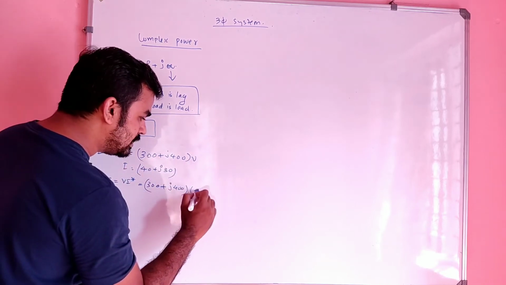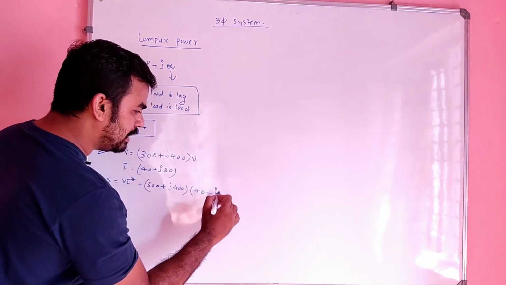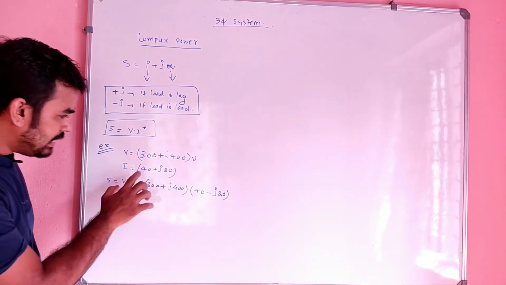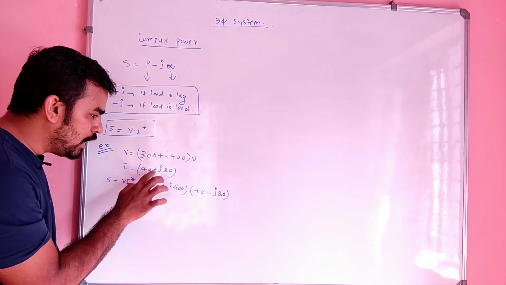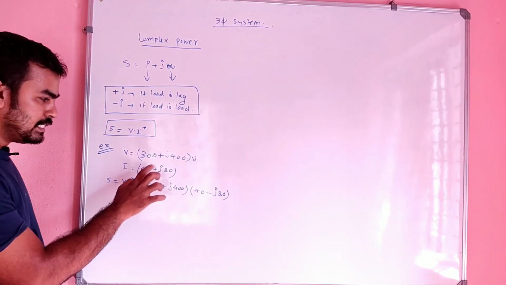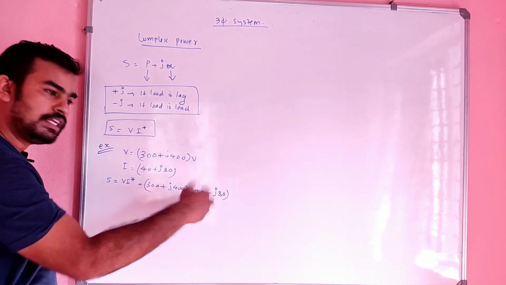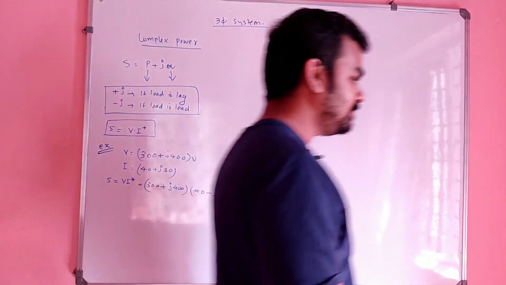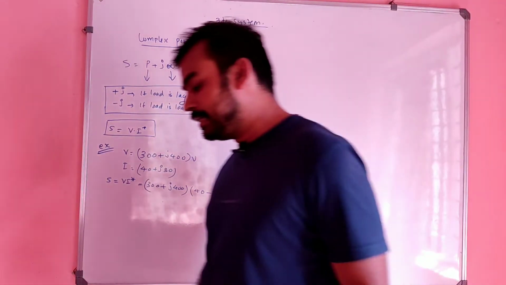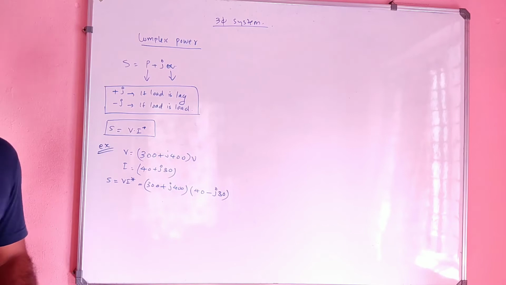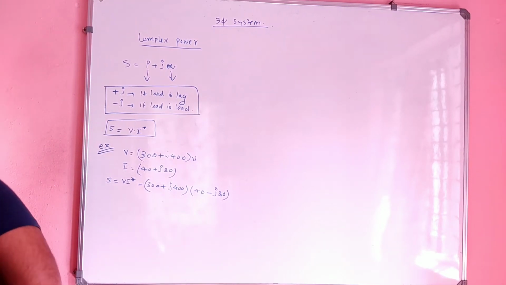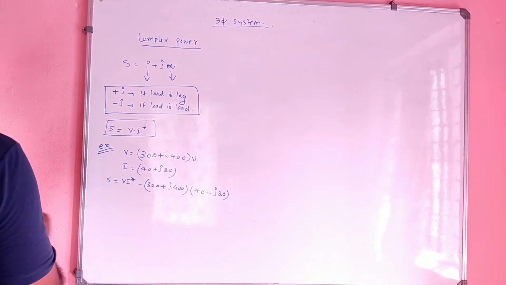I conjugate means simply change the sign of the imaginary term. If I is 40 plus J 30, I conjugate means simply change the sign of the imaginary term. Suppose this is 40 minus J 30, then it will be 40 plus J 30, that's all. Is it clear? So that is the meaning of apparent complex power. So that is the concept of active and reactive power.